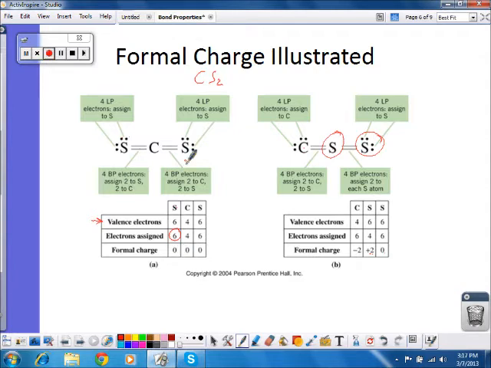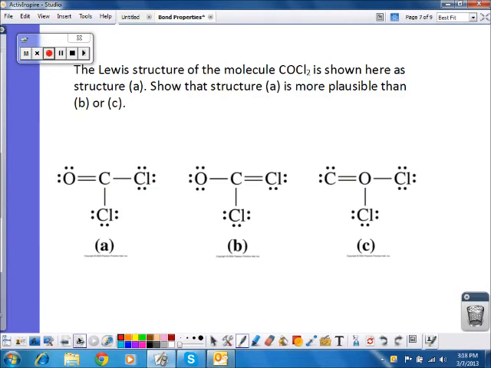Now you'll notice that this better representation is symmetric. This other representation is asymmetric. If you remember back to drawing Lewis structures, we said symmetric is usually preferred over asymmetric, and compact is preferred over something that's spread out. And when you draw structures that are compact and symmetrical, you are minimizing formal charges. So let's take a look at this example.